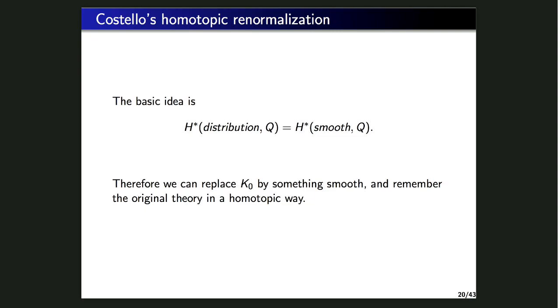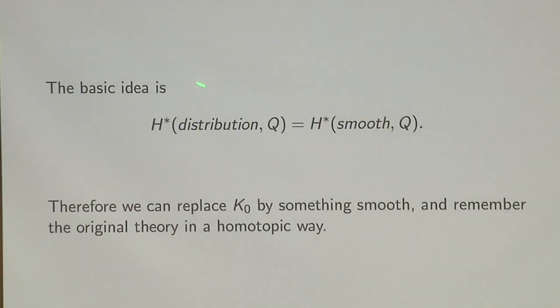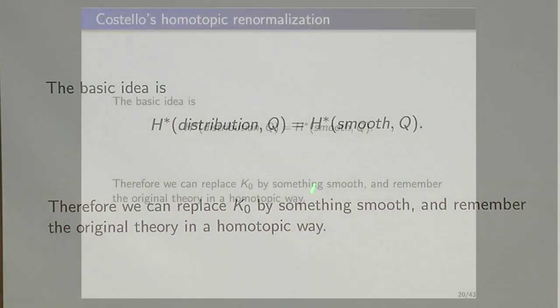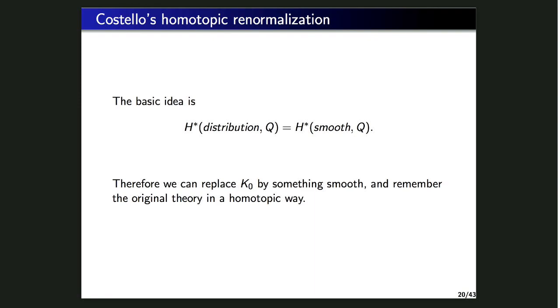This approach, actually, the idea of this approach is very simple. By elliptic regularity, this is a cohomology of the distribution, essentially the same as cohomology of smooth functions. So now the idea is that we can replace the original singular stuff by something smooth using this isomorphism, and then try to recover the original theory in a homotopic way. That's the basic idea. So how does this work?